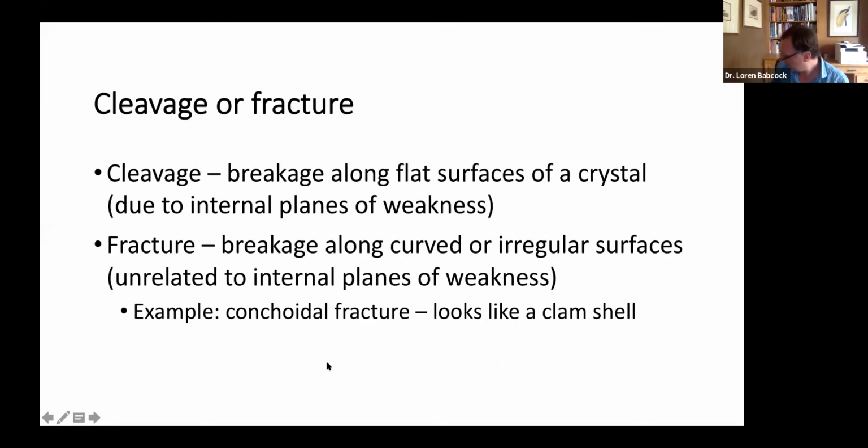Cleavage and fracture. This is something I think I'd like to show specimens of. Cleavage is the breakage of minerals along flat surfaces, and that's due to internal planes of weakness. And so the minerals simply break easily along these planes of weakness. The alternative to that is fracture, which is irregular breakage along surfaces. That is to say that the breakage occurs where there are not planes of weakness. And let me show you under the camera one more time the difference between these two things.